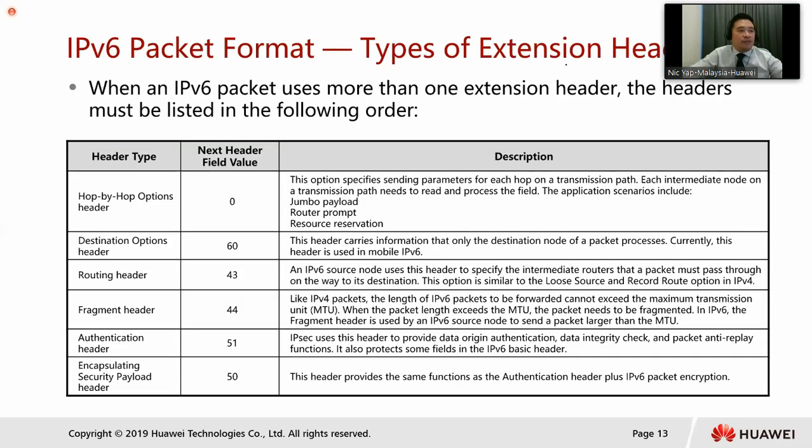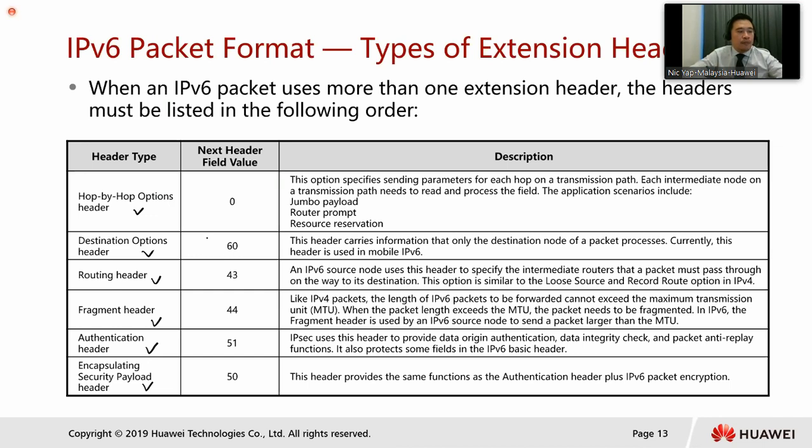So we have a type of the extension header we can add in. So we have hop by hop option headers, destination option headers, routing headers, fragment headers, authentication headers, encapsulating security payload headers. So these are all the extension headers we can add into the IPv6 packet format. So it depends on how and what you are sending, and whether this information is required for you to add in or not. Okay. So it's just up to how you specify the information.